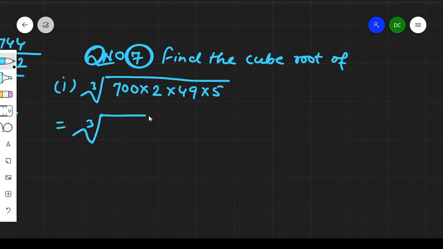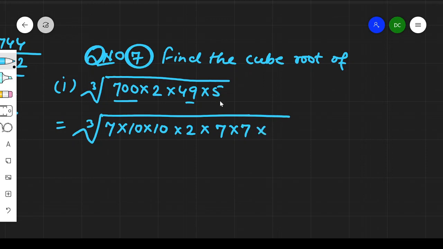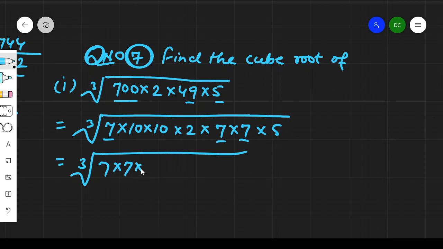Simply, you prime factorize 700, then 49 also. Simply 700 you can write as 7 into 10 into 10 easily. 700 means 7 into 100, so I have written 7 into 10 into 10. And 49 simply we can write as 7 into 7, and this 5 is alone here. As we can see, we have to take out the cube root. So, we have 7, 7, 7, 3 times you can write 7 into 7 into 7, and 2 10s are there and 5 2s are 10, we can write.